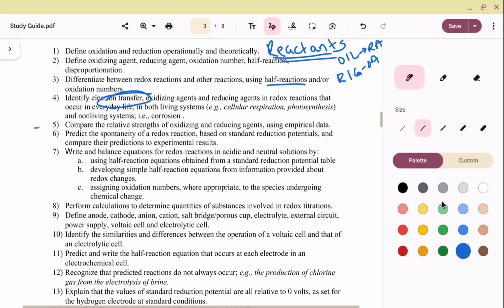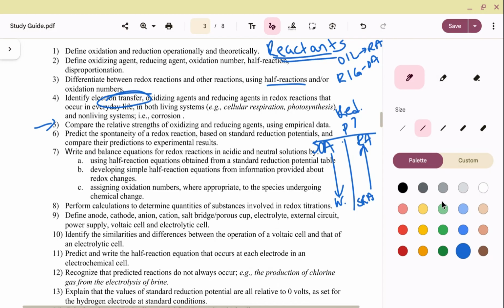Now, there's also this point number 5, comparing strengths. Here you're using your data booklet. So knowing that if you had your data booklet, which shows reduction, and that would be on page 7, that your OAs are on the left, your RAs are on the right. Your strongest OA is at the top, and as you go down, you get weaker. Your strongest RA is on the bottom right, and as you go up, you get weaker.